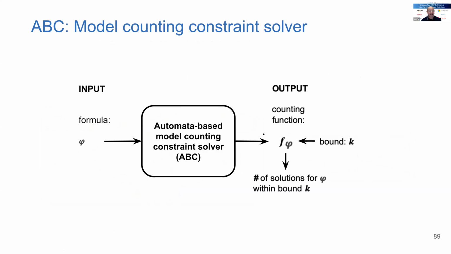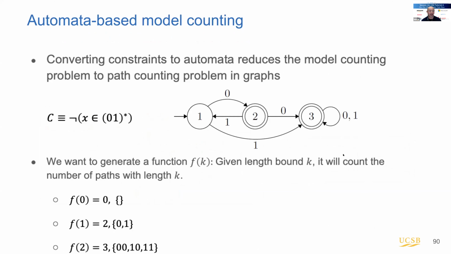But now let's get to the model counting part. If I get an automaton that accepts the set of solutions for a constraint, can I do model counting? Here is an automaton for this constraint, which is x should not be in (0, 1)*. So this one says x in (0, 1)*, and this one says not. Here is the automaton for that, and I'm just using 0, 1 as the alphabet symbols.